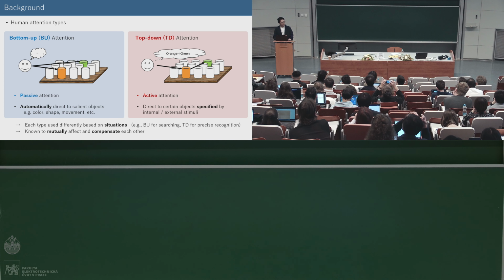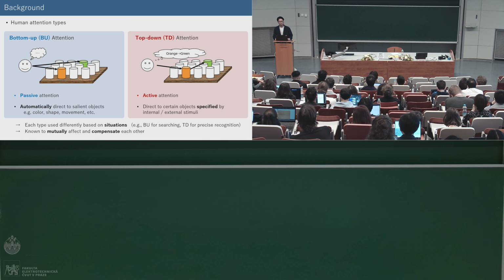These two types are known to be used differently based on situations. Bottom-up is used to search for objects within the visual field, and top-down is used for precise recognition. Also, these two are known to mutually compensate each other, so that people can visually recognize things very flexibly in any situation.